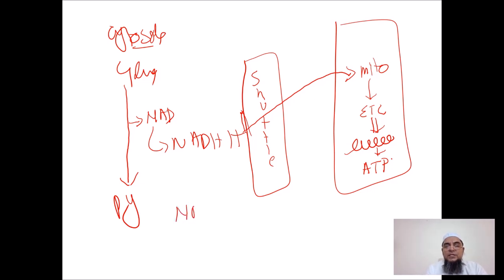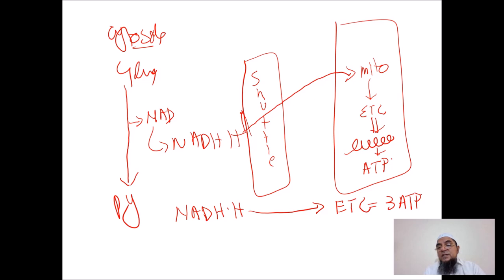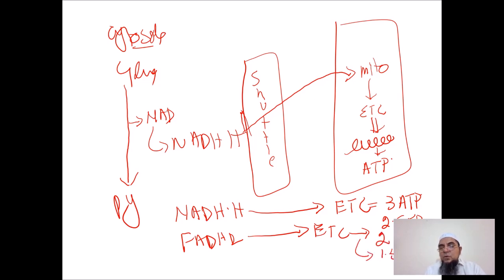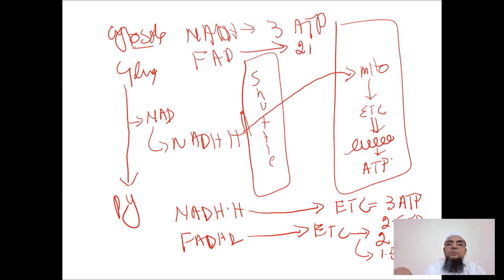We say that one NADH, when it enters into the electron transport chain, provides us 3 ATP. The recent study says 2.5 ATP. And one FADH2, when it moves in the electron transport chain, gives us, in the old hypothesis, 2 ATP, and in the new hypothesis, 1.5 ATP. We are going with the old hypothesis. So we'll say NADH will give us 3 ATP and FADH2 will give us 2 ATP.